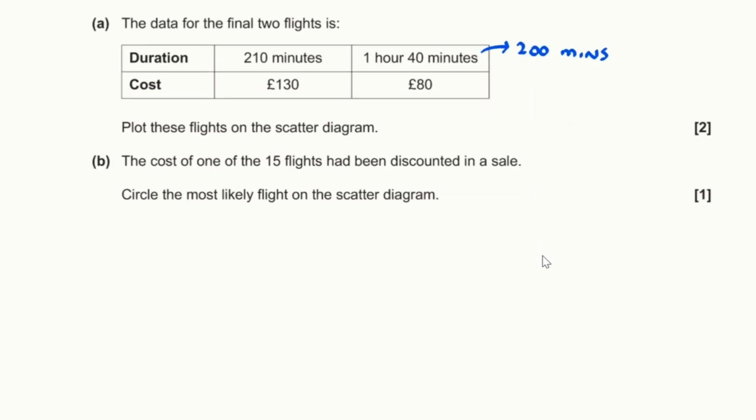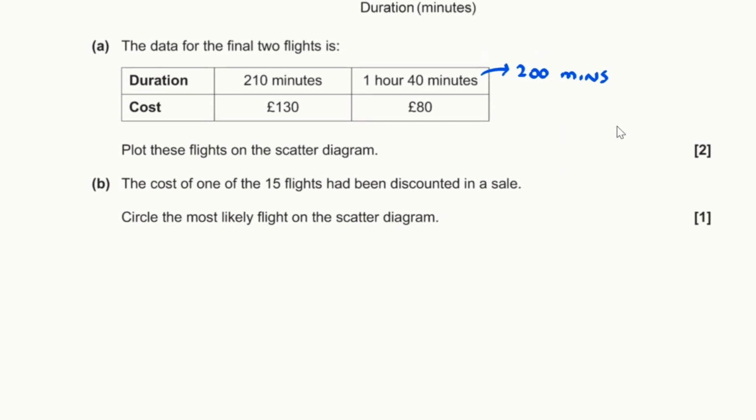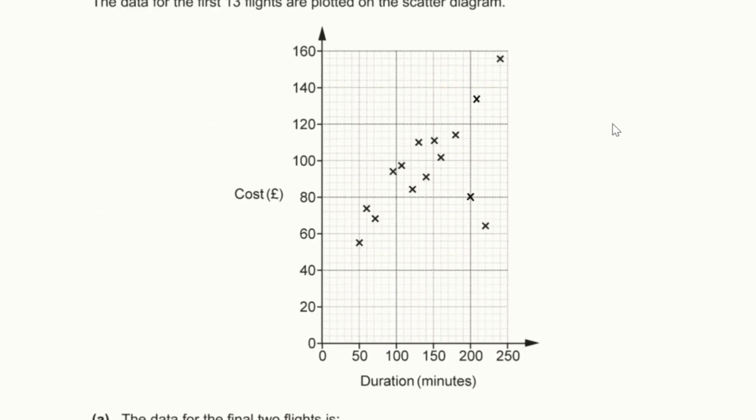So we've plotted those points, and now for the next part, the cost of one of the 15 flights had been discounted in a sale. We have to circle the most likely on the scatter diagram. Well, we want the one with the lowest cost, and the lowest cost is the one over here. So we circle the point here, which is 220.64.